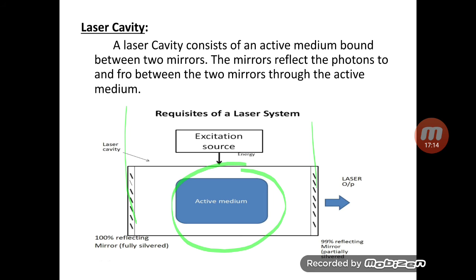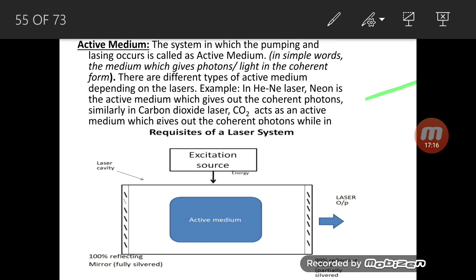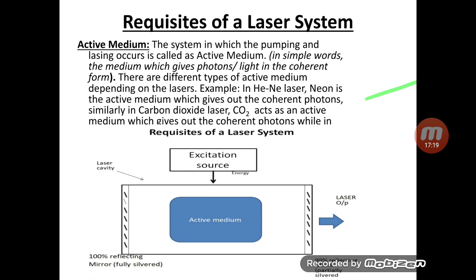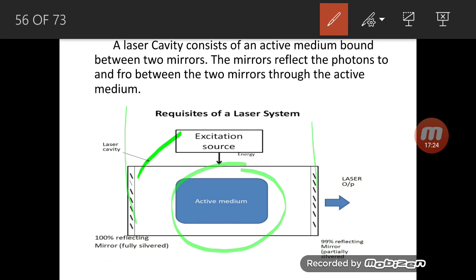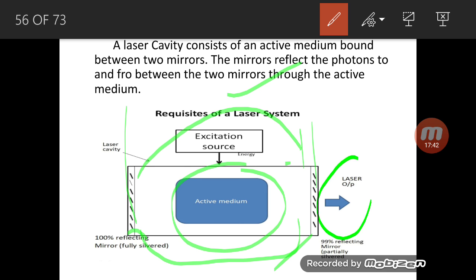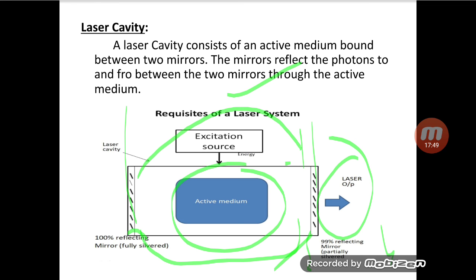You're getting the point. The photons travel between the two mirrors, from this end to this end, from this end to this. So this is to as well as fro, forward as well as in reverse direction. Whenever the photons travel in to and fro motion, the number of photons goes on increasing, as discussed earlier, and a small part of the light is obtained as a laser, which is from the 99% reflecting mirror. Okay, clear?